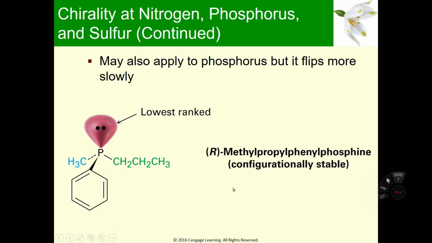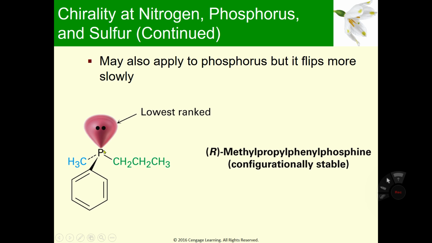How about others? We will consider a similar situation for phosphorus and sulfur. Phosphorus and sulfur are much larger than nitrogen, and interconversion is much slower. So in this case, this will be 1, this is 2, this is 3, so this is R.